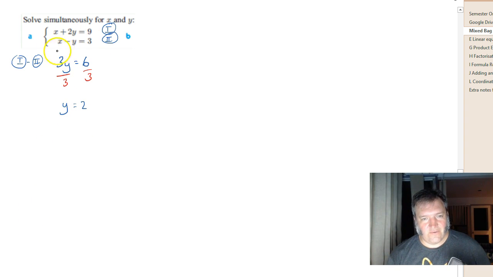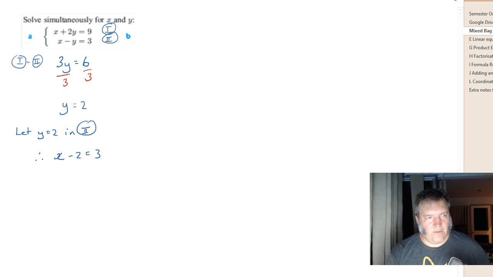In this case, it doesn't really matter which one I substitute it into. I'm going to say let y equal 2 in equation 2. Looks slightly easier to me, but it's up to you really. Therefore, x minus 2 equals 3. Opposite of subtracting 2 is, of course, to add 2. So x is equal to 5.